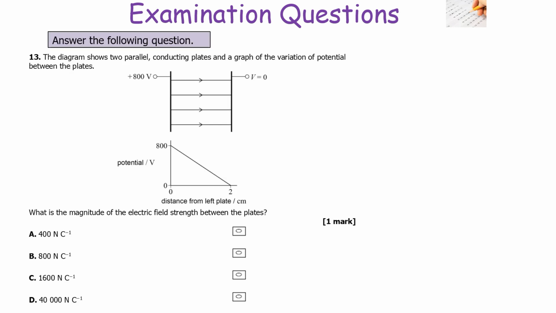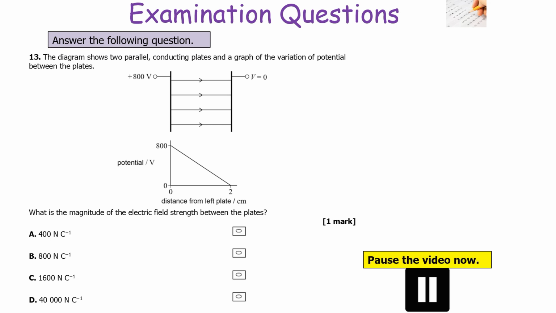The next question says, the diagram shows two parallel plates. They're conducting plates, and a graph of the variation of the potential between the two plates is shown. What is the magnitude of the electrical field strength between the plates? So pause the video now, then unpause the video when you want to go through your answer.